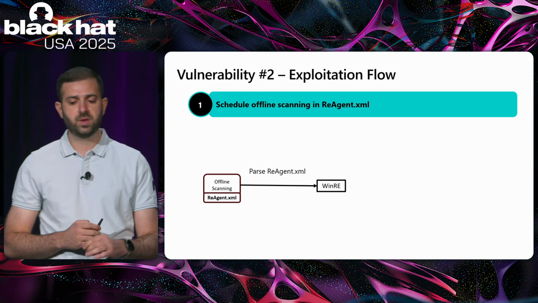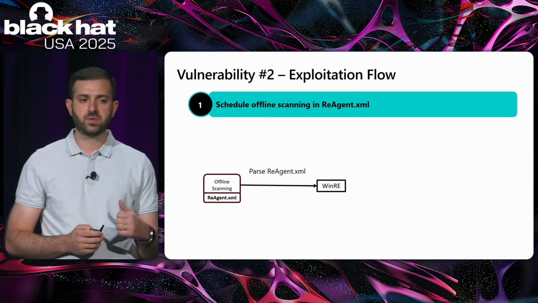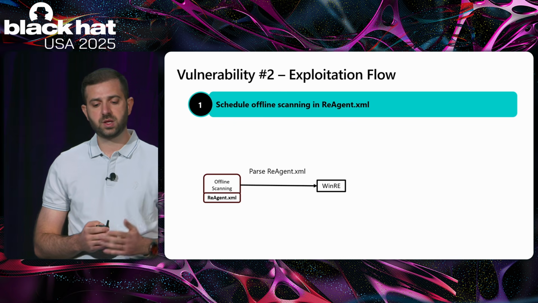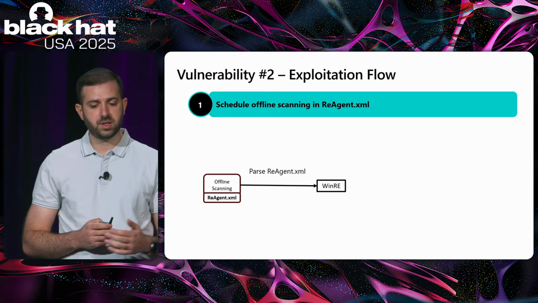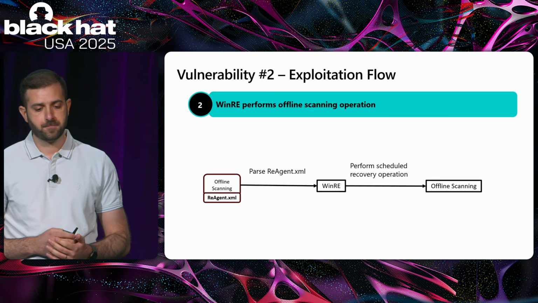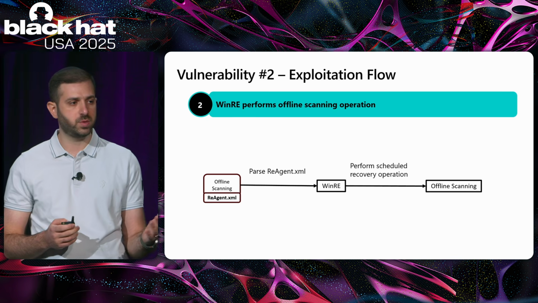Now let's go over the full exploitation steps of the second vulnerability. Before starting the machine, we set the recovery state in our ReAgent.xml to schedule the offline scanning operation. The XML is then parsed by WinRE. Then, according to the state we just set, WinRE performs the scheduled operation, which is offline scanning.